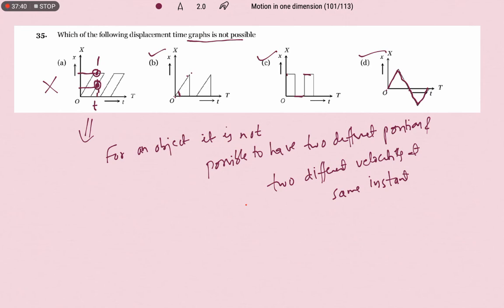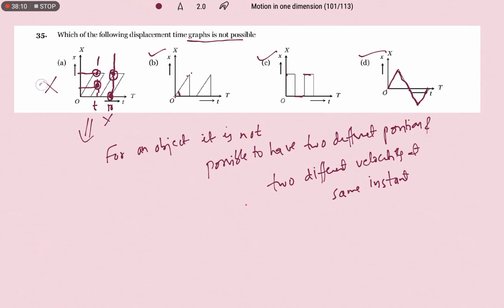So how to check it? We need to plot a perpendicular onto the time axis. If the perpendicular cuts the graph at two different locations, what is the meaning of this? Suppose it is 10 seconds. At 10 seconds the object has 0 position, and at 10 seconds the object has 20 position. Is it possible? No, it can never be possible. So that's why option A is the correct option.